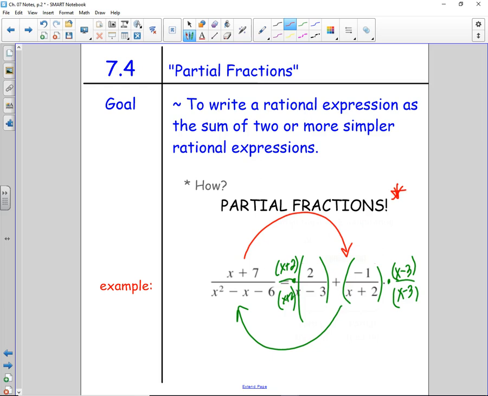I know it's not going to necessarily seem like a big deal to you right now, but here's the idea. These two are simpler fractions. Their denominators are just one little baby factor each with like a constant on top. These two are simpler fractions. So what we were doing before was taking a complicated thing and then breaking it apart into simpler pieces.